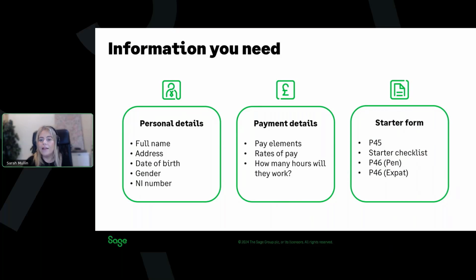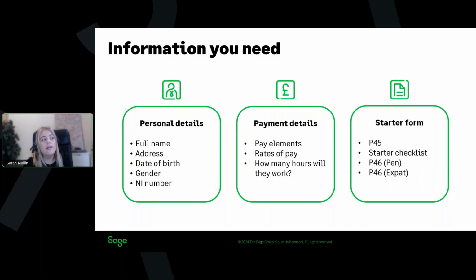And then finally, we have the starter form, which is the missing piece of the puzzle. The most common form is probably going to be the P45 from their previous employer, but they might not have a P45. And if they don't, then they'll want to complete what's called a starter checklist. This is what has replaced the old P46 form. So you might see a couple of those terms mentioned today.